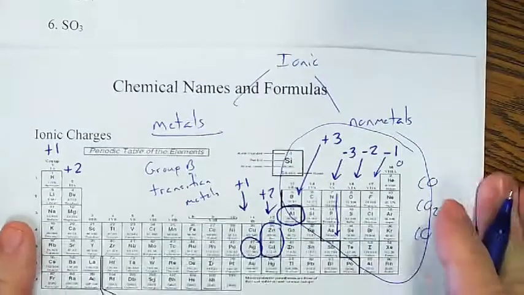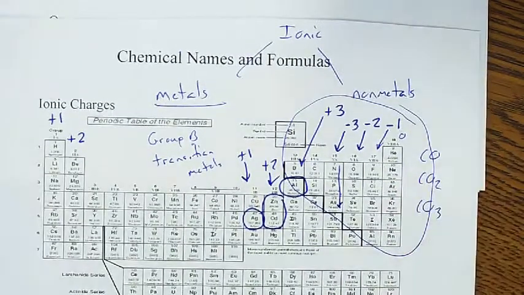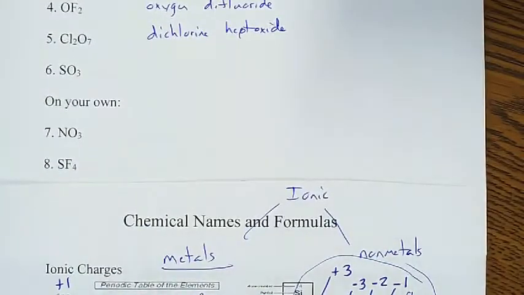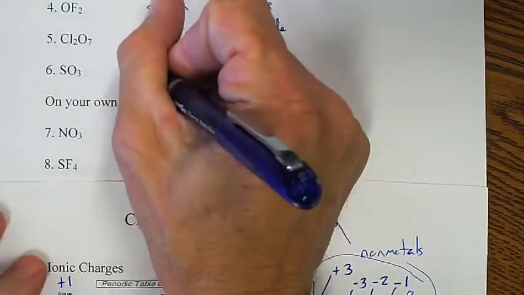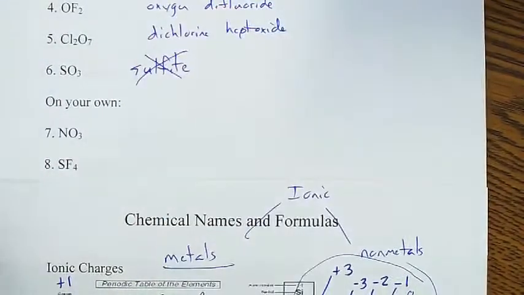And then the next one, and this is a very commonly missed problem. So let me show you a common mistake for this SO3, and I'll put a big X through it so you'll know how to do that. Because I can't tell you how many people over the years would ask, what's the name of SO3? And they'll go, sulfite. Okay, that is not correct because it does not have a charge.